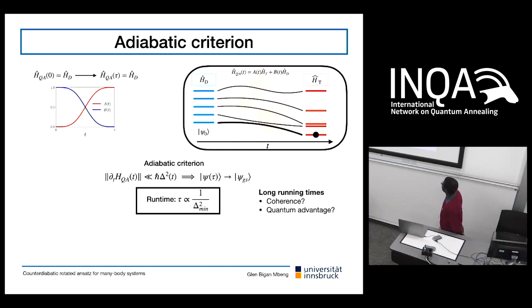So for hard problems with small gaps or near a phase transition, this means long running times, which may be a hindrance because coherence times are limited, and also because if one is seeking a quantum advantage with this kind of algorithm, long times may just wash out this quantum advantage.